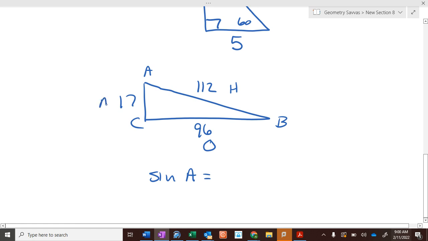96 is opposite. 17 is adjacent. So sine is opposite over hypotenuse. What's the opposite side? 96. What's the adjacent or hypotenuse? 112. Opposite over hypotenuse. Okay? All right.